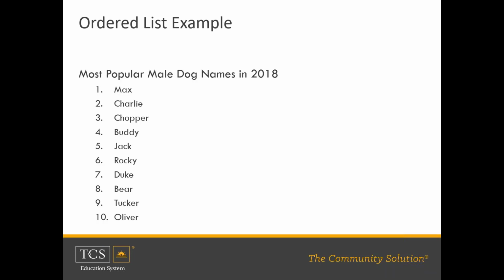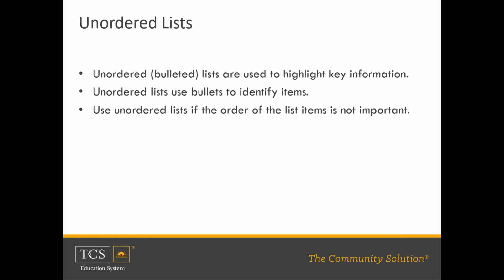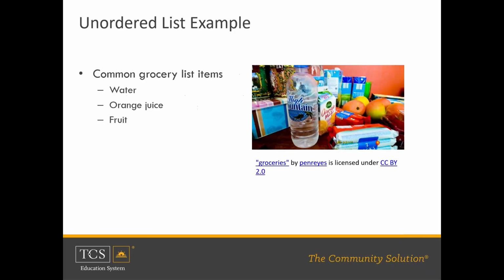Here's an example of an ordered list, which depicts the top 10 male dog names in 2018. As you can see, Max is unsurprisingly number 1. Unordered lists are used to highlight key information, and unordered lists typically use bullets to identify items. You'll want to use an unordered list if the order of the list items is not important. This is an example of an unordered list, and it depicts common grocery list items. You'll see that on the list there's water, orange juice, and fruit, and it doesn't really matter the order in which someone hears that information. I'll now demonstrate how to format ordered and unordered lists in Word.